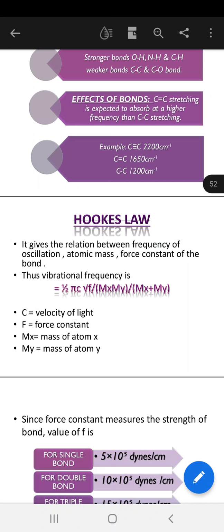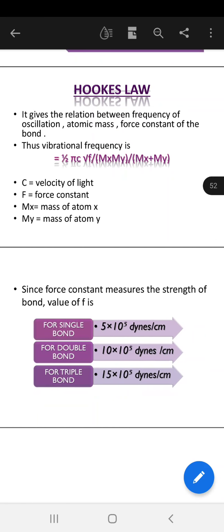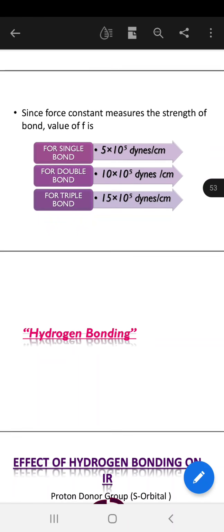Now I told you bond strength is measured by force constant, and there is a different force constant for single, double and triple bonds. You can say the bond strength increases as the number of bonds increases.